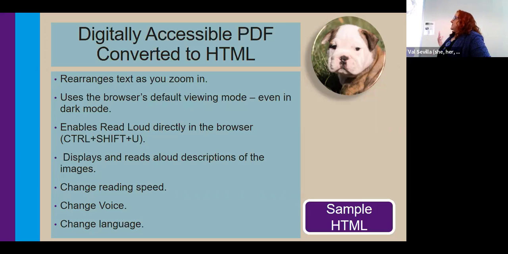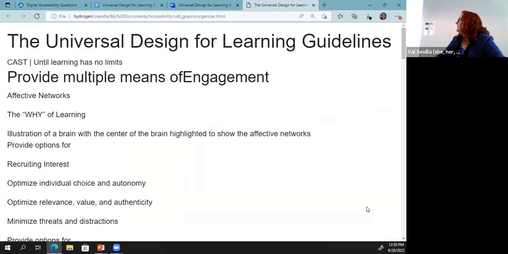It displays and reads aloud descriptions of the images. So if you've provided alt text in your document, like you should for any images, then it'll describe it for them. Okay? You can change the reading speed, you can change the voice, you can even change the language. And like I said, I'm going to demonstrate all of these for you right here.